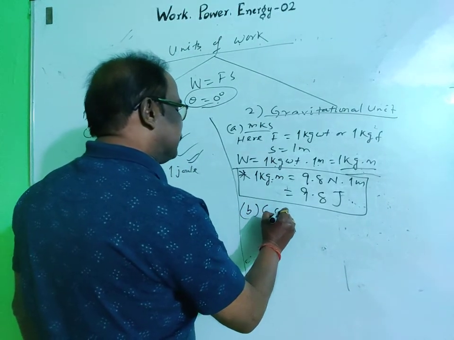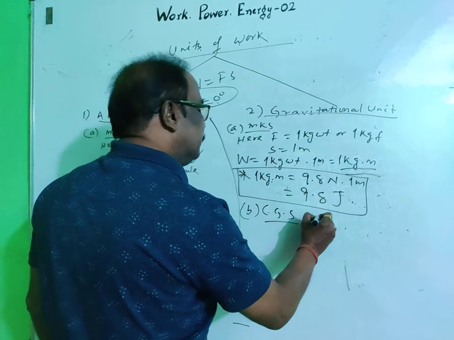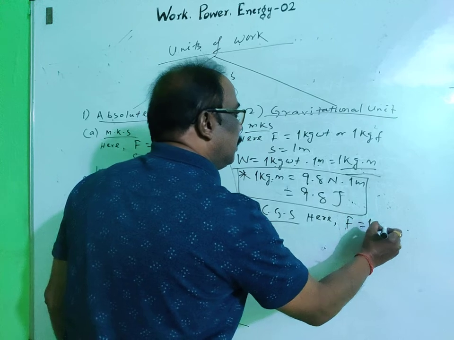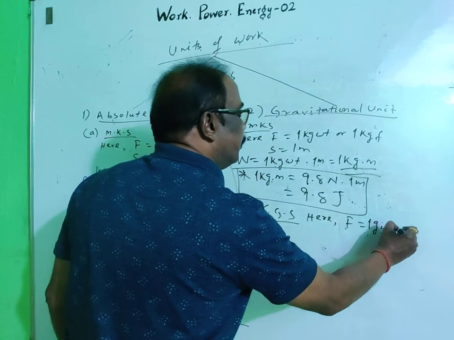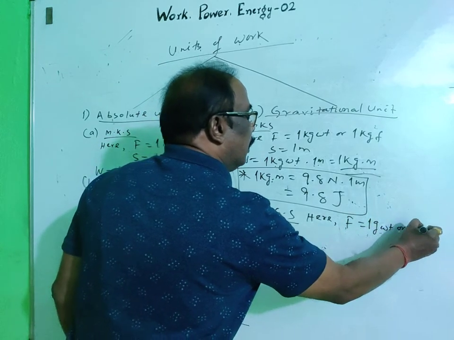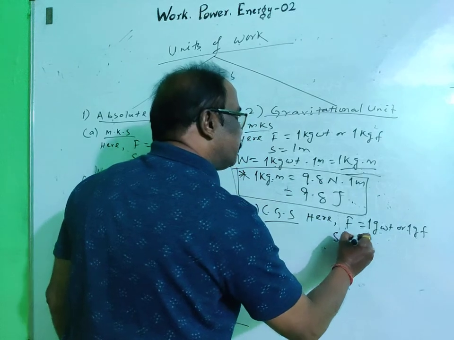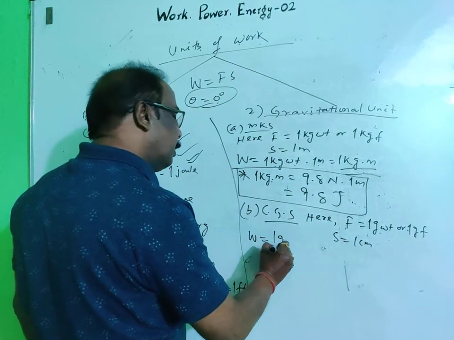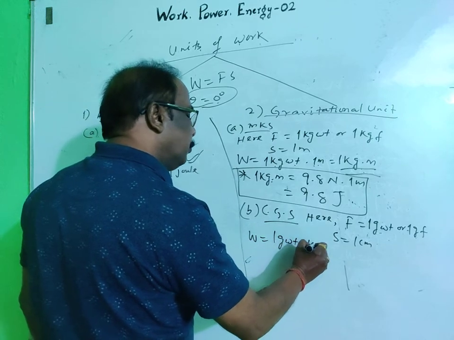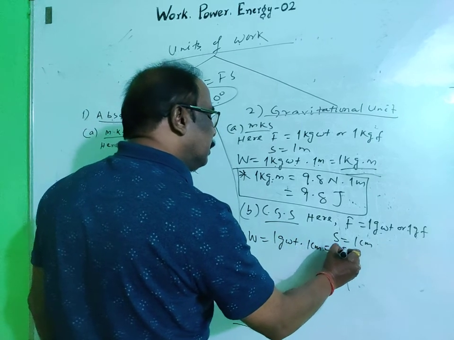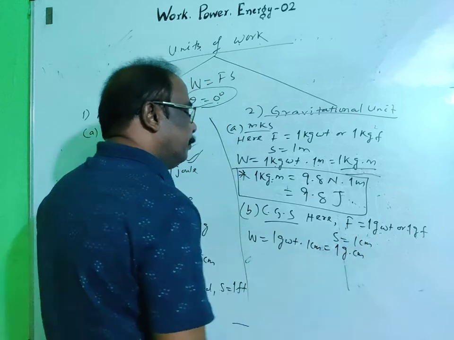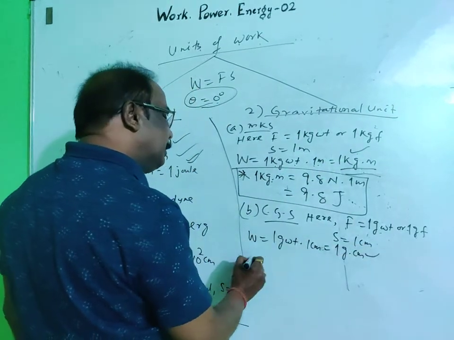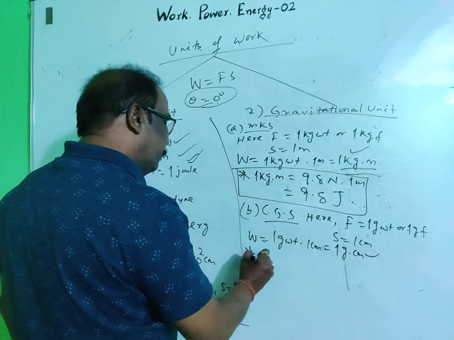In CGS, here force is equal to 1 gram weight or 1 gram force and displacement is 1 centimeter. Then work is equal to 1 gram weight into 1 centimeter. It is written as 1 gram centimeter. Here 1 kg meter, here 1 gram centimeter. And in this way, we may solve it.